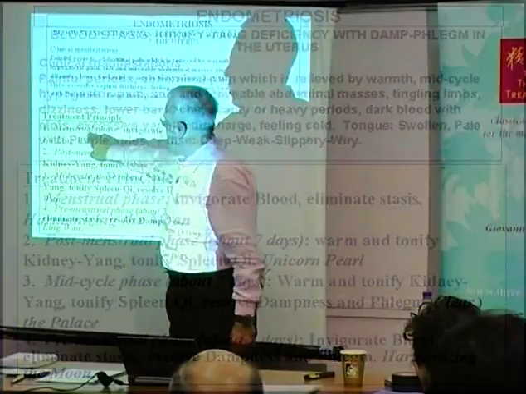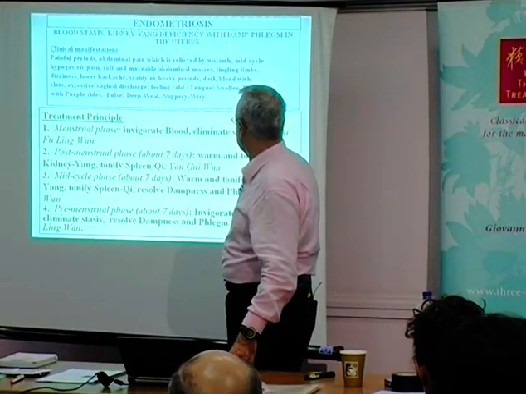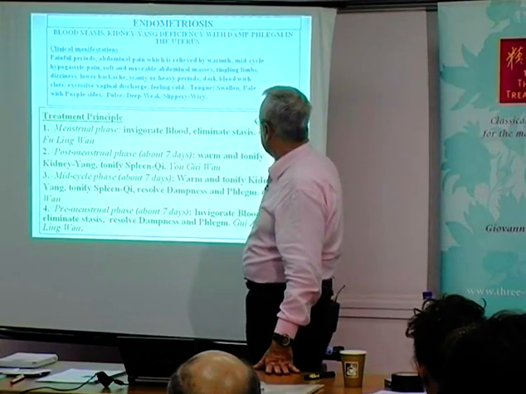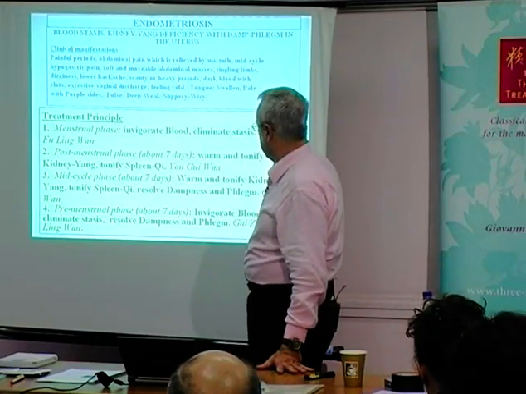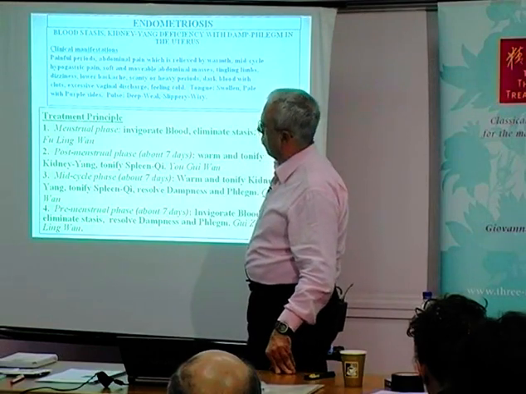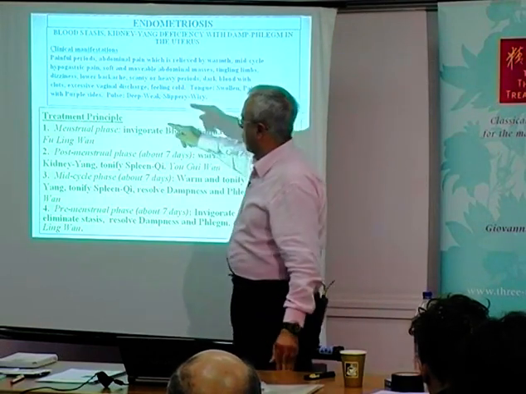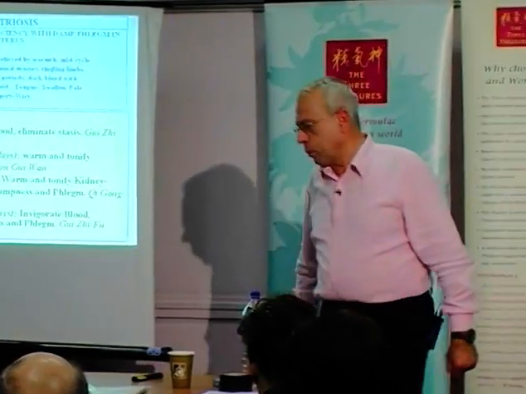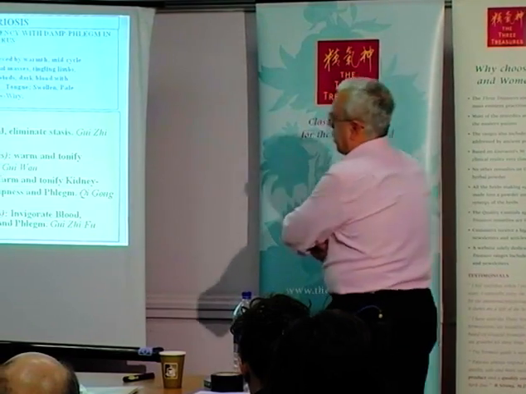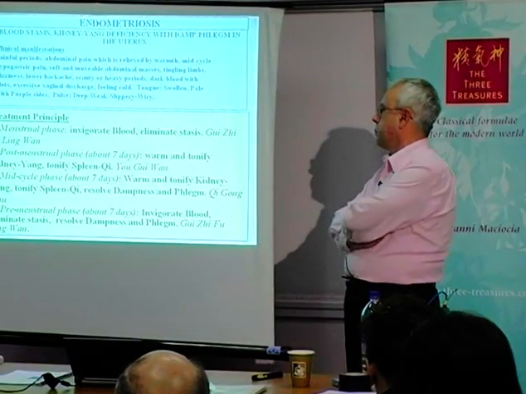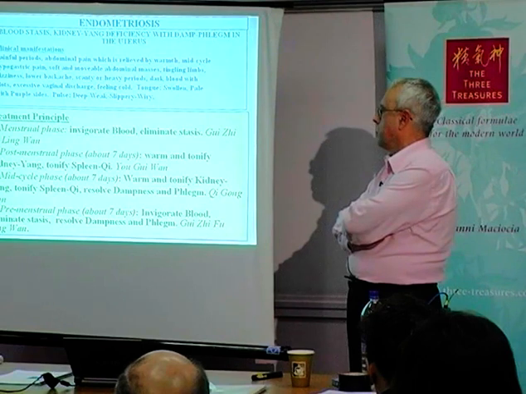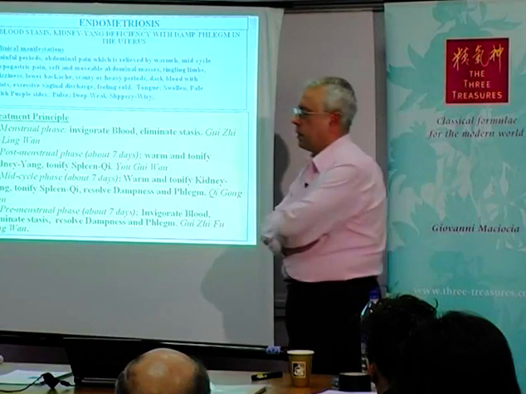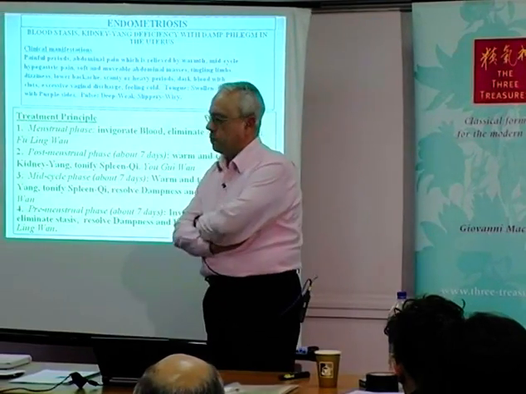Harmonizing the moon in phase one, unicorn pearl in phase two, clear the palace in phase three, and back to harmonizing the moon in phase four. So I repeat, harmonizing the moon, unicorn pearl, clear the palace, and back to harmonizing the moon. The third one was clear the palace, phase three for damp phlegm.